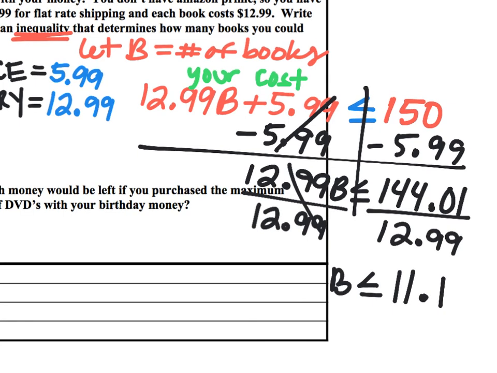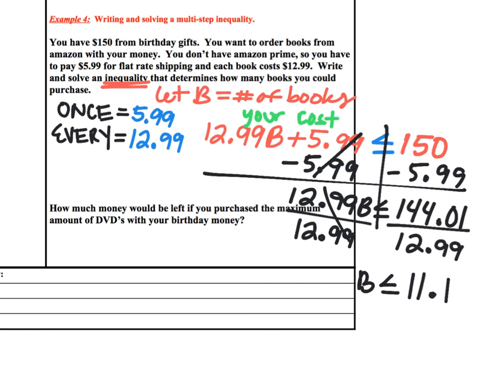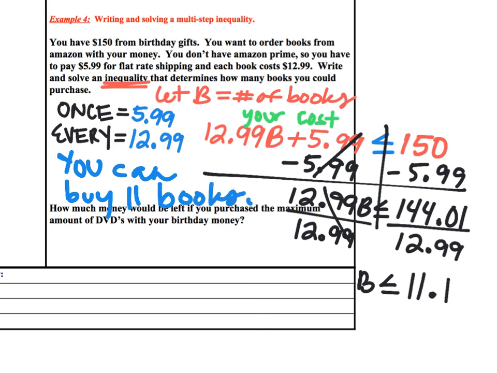The question was to figure out how many books we can buy. Can we buy 0.1 of a book? No, I don't think so. So we're going to go to the nearest whole number. You can't go to 12 because then you're paying more than 150. So you have to go down. So you can buy a maximum of 11. Closest one. Write a sentence. You can buy 11 books.